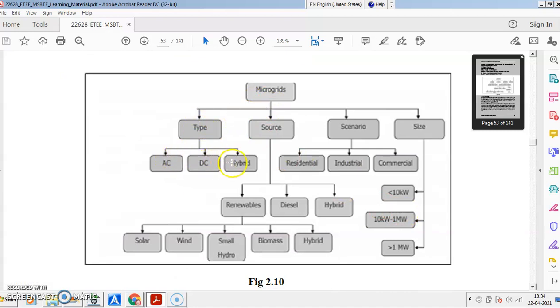Type: AC, DC, hybrid. Okay. Based on the source: renewable, diesel, hybrid.